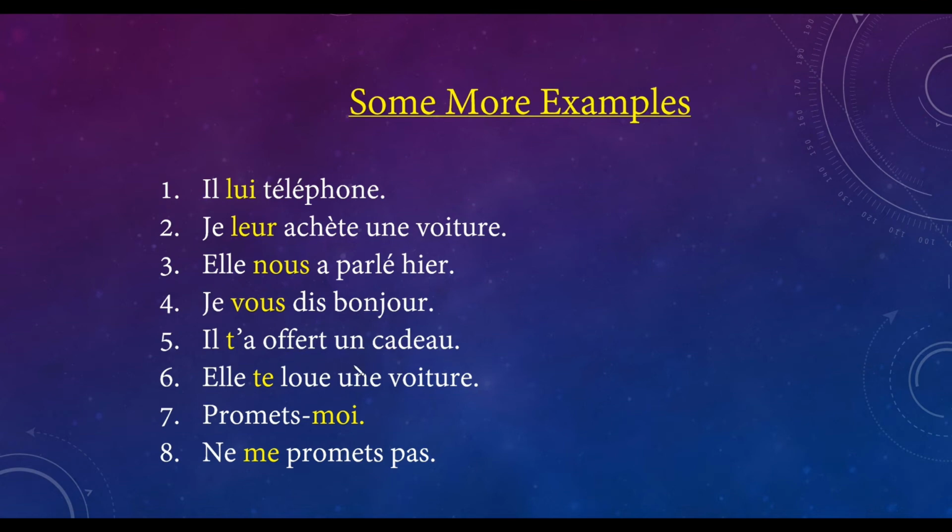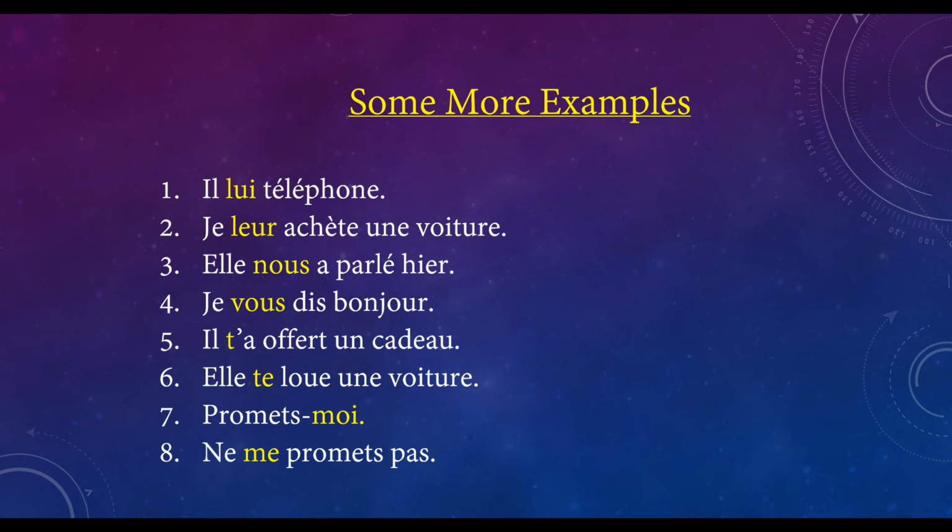Il t'a offert un cadeau. He offered a gift to you. Elle te loue une voiture. She rented a car to you. Promets-moi. Promise me. Me becomes moi in the imperative when it comes after the verb. Ne me promets pas. Do not promise me. Here, me remains the same because the placement of the POI does not change in the negative imperative.